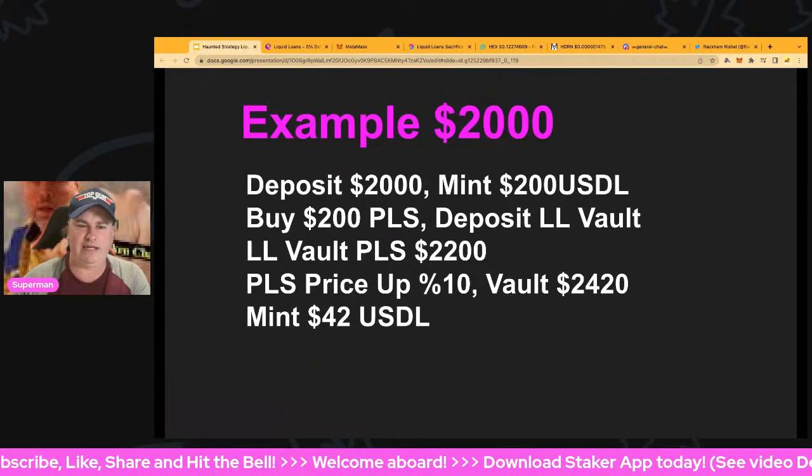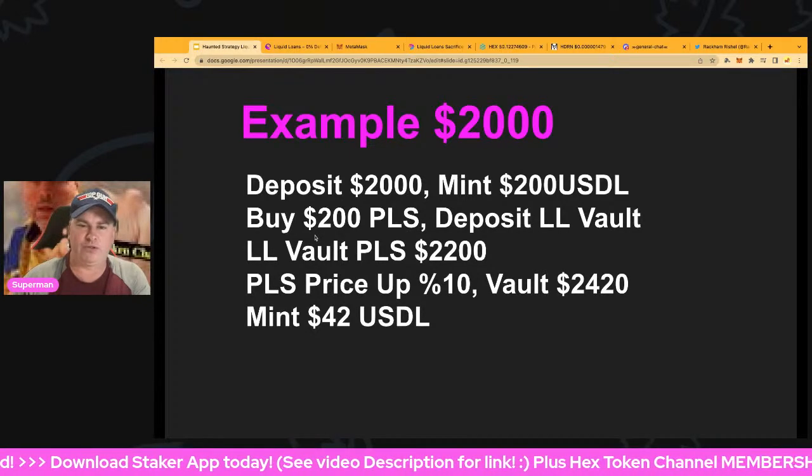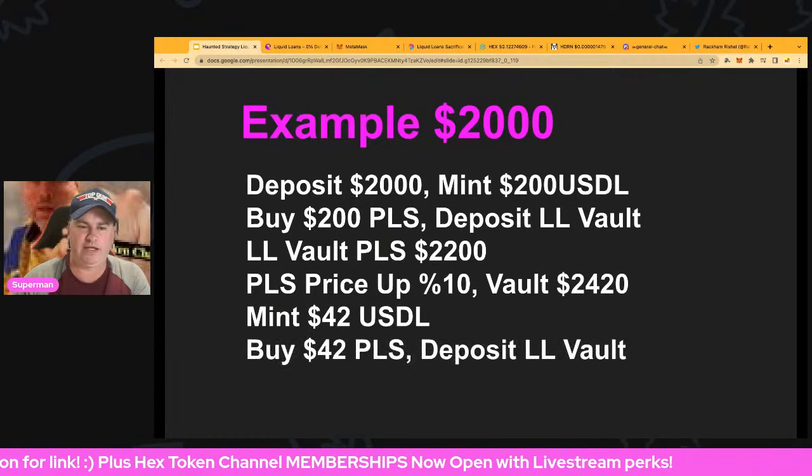And then, of course, we can then mint $42 more USDL as well. So we can now mint more. We first minted $200 worth, and now we can mint another $42. And then, of course, we can go and buy more PLS with the $42 and deposit in the vault.